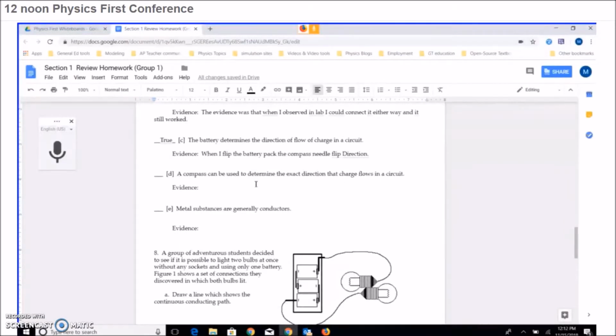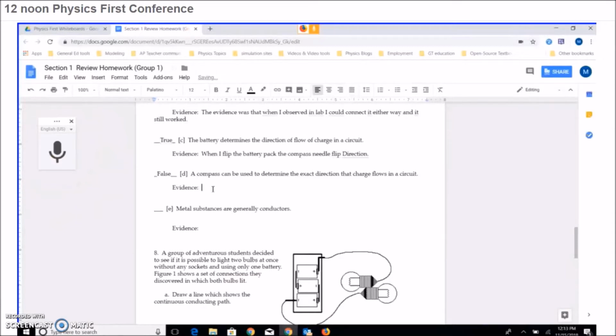Okay, the next one. A compass can be used to determine the exact direction that charge is flowing in a circuit. So can you tell from the compass the exact direction that the charge is flowing? What do you guys say? False. Good. False.